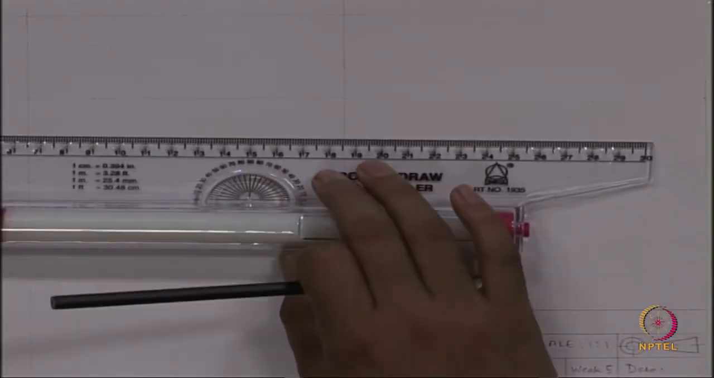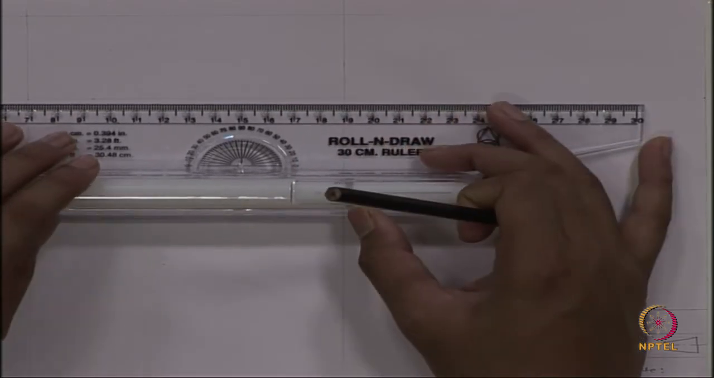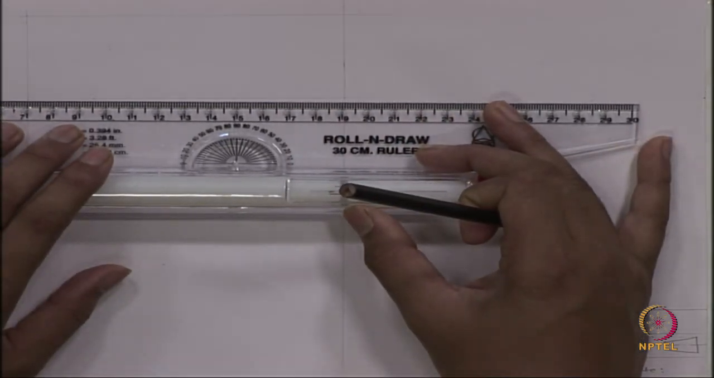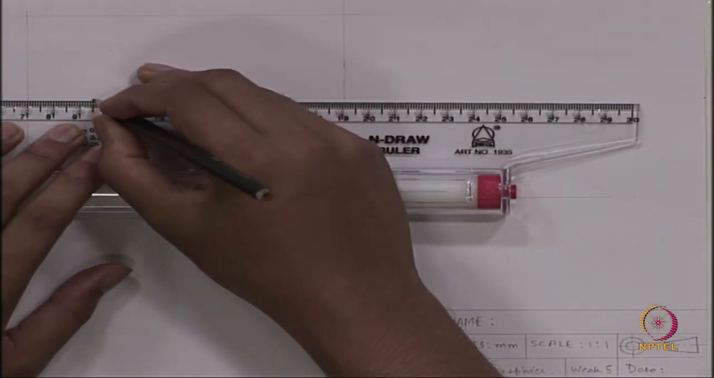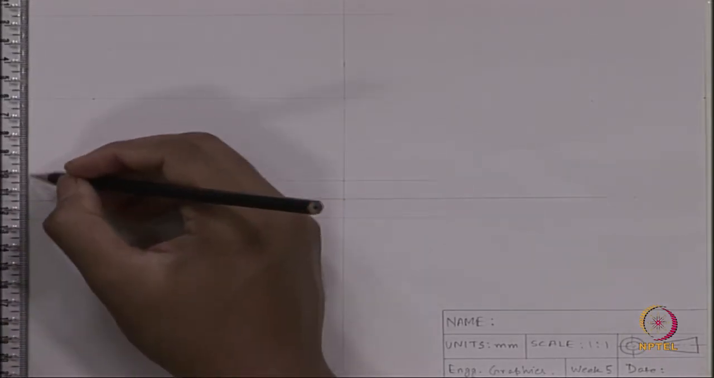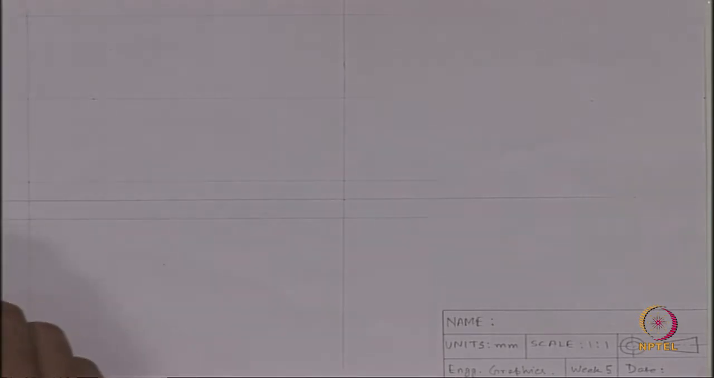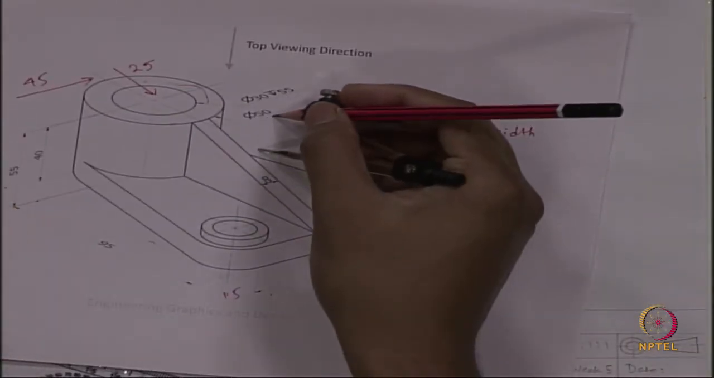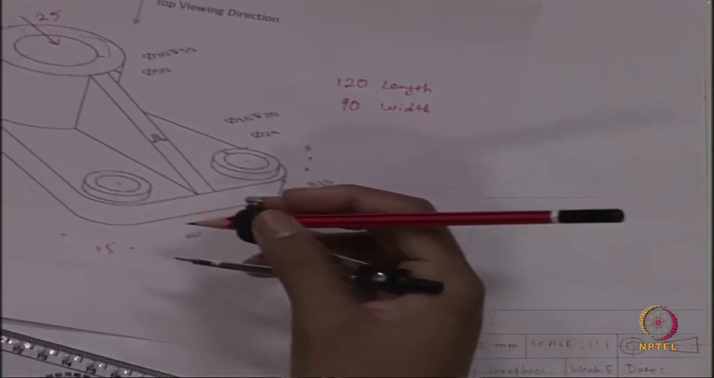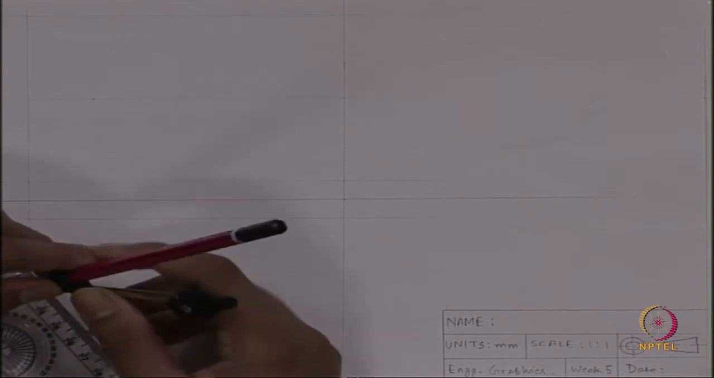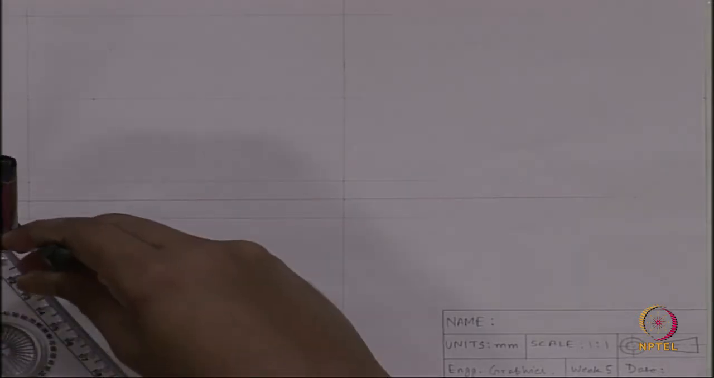So, for the top view, the first thing we will be drawing is the circle. The center is at a distance of 25 and at a distance of 45 from this line. The center is this, and if we draw the outer circle, it has a diameter of 50, and the inner circle has a diameter of 30. We have to check the dimension from here. Okay.